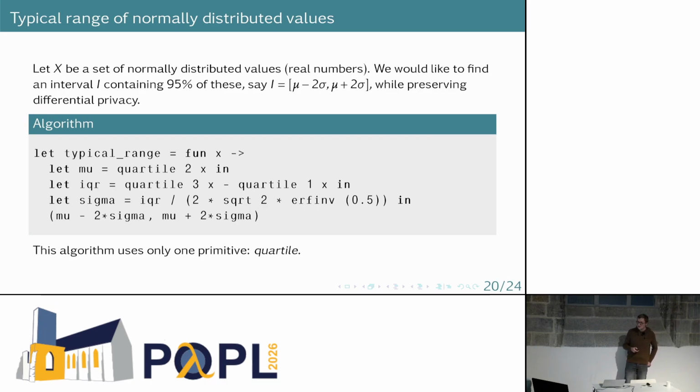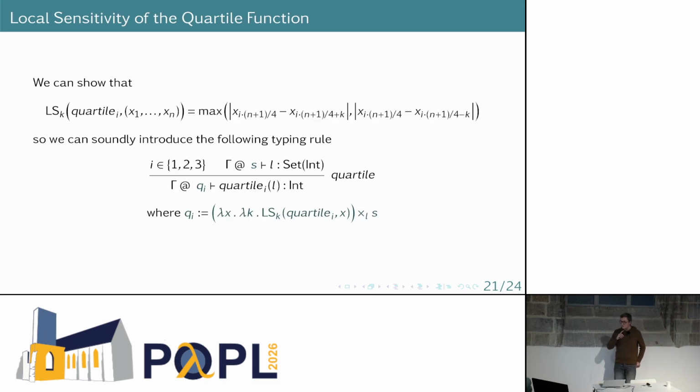There are many ways of doing it, but this one had the advantage of using only a single primitive. It is first to compute the mean, which is equal to the median, and then to compute the standard deviation by using some multiplicative factor of the difference between the quartiles. It doesn't really matter, this is just a way of doing it using just quartiles. And at the end, you return the two numbers you're interested in. So the only primitive we need, as I was saying, is a quartile.